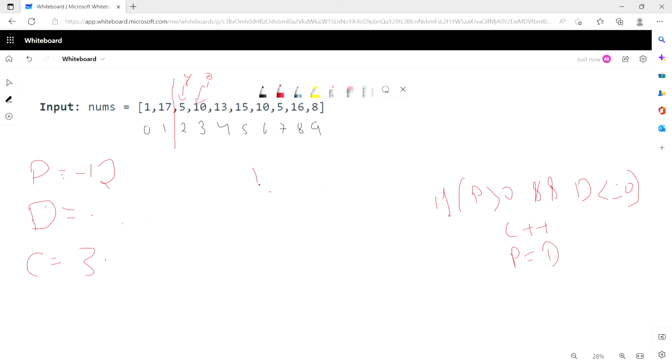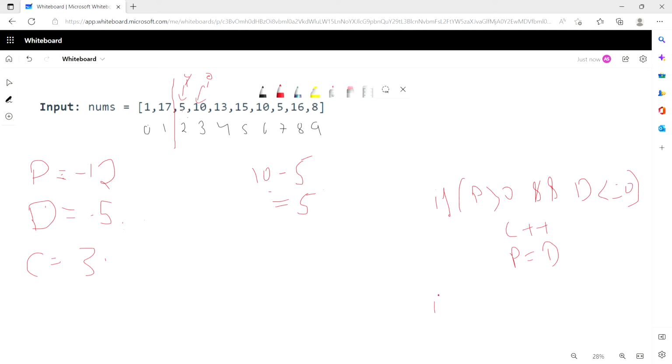Here, if we calculate the difference, 10 minus 5 becomes 5. So we write the current difference as 5. As you can see, it's alternating. The previous difference is minus 12 and the current difference is 5. Before it's negative, now it's positive. So it's alternating, and we have to increase the count.